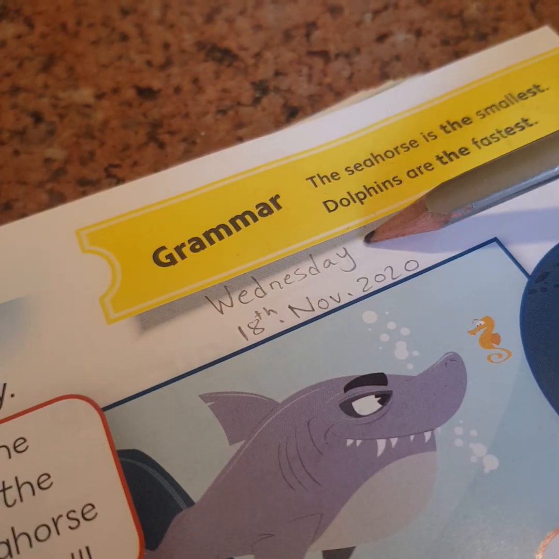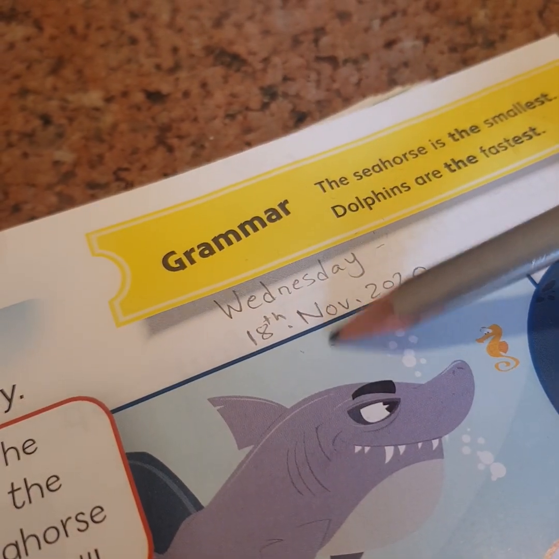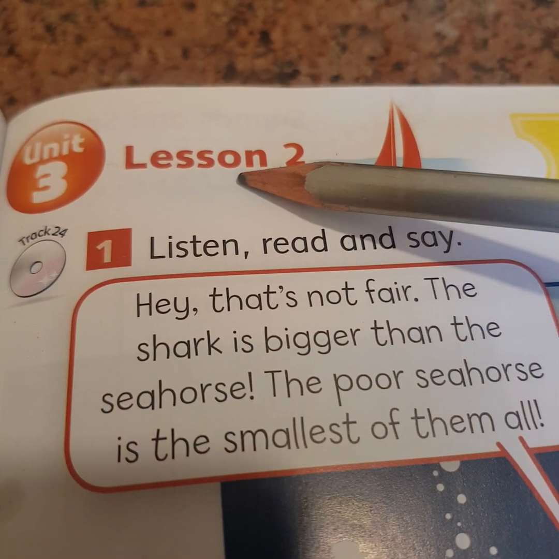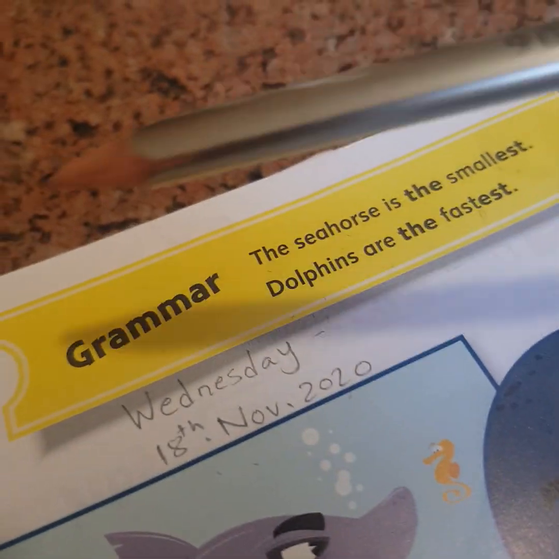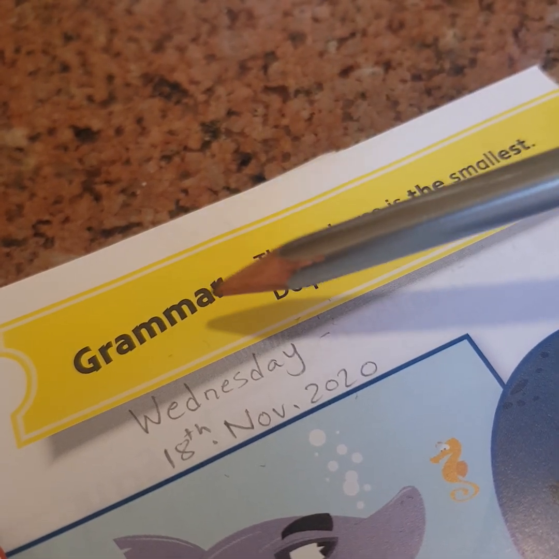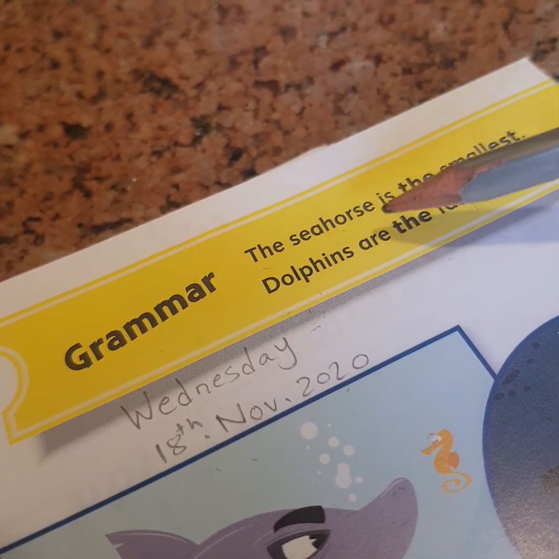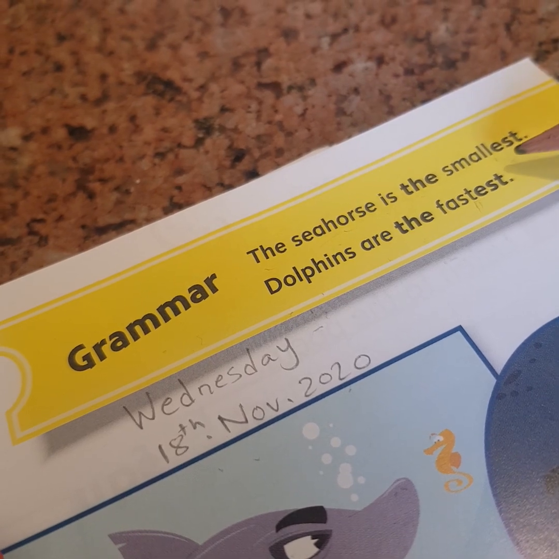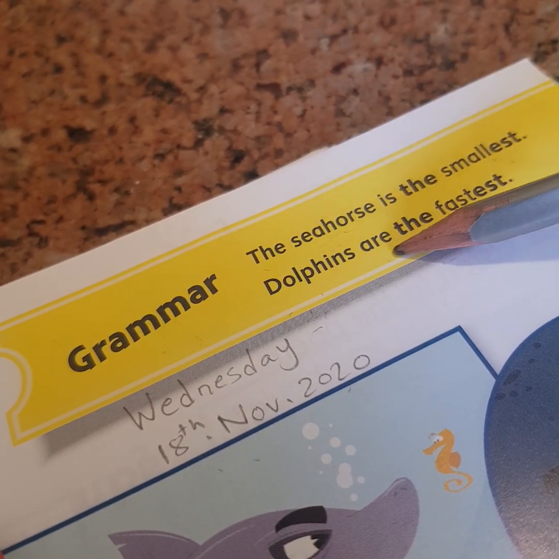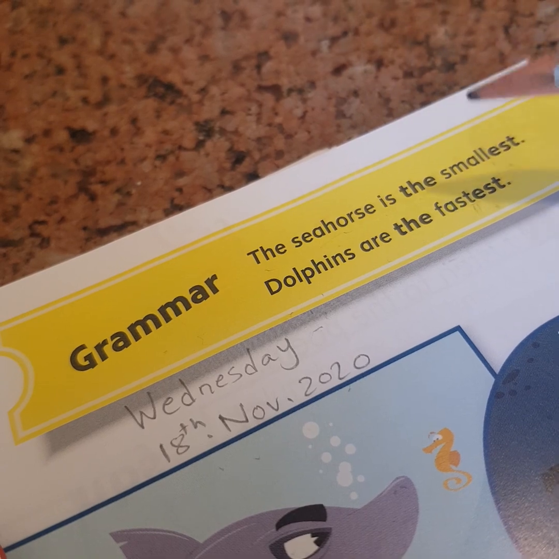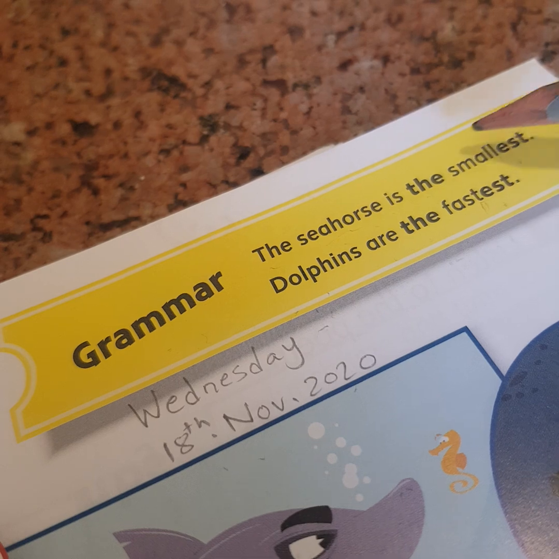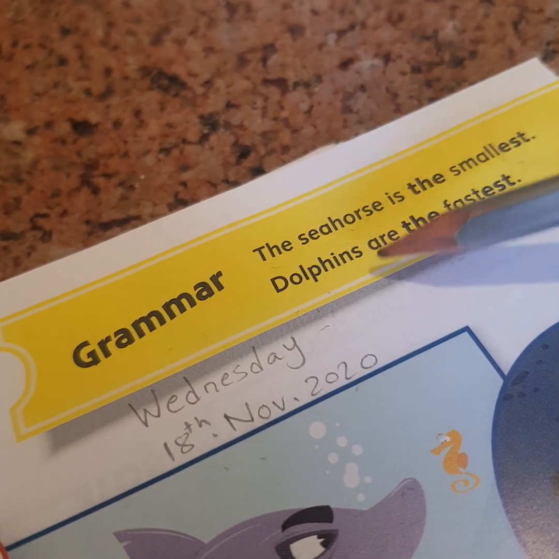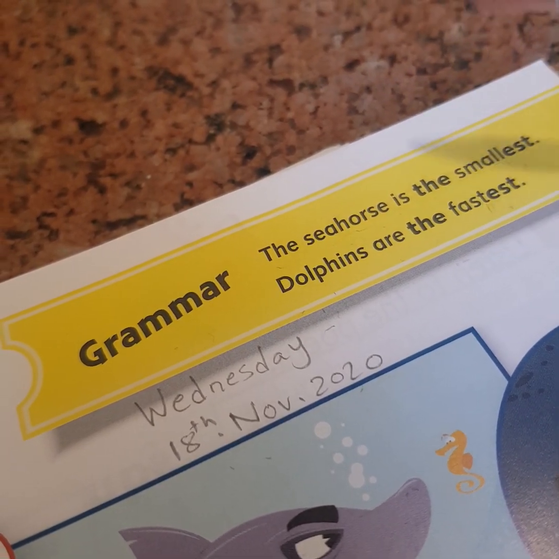Okay, today is Wednesday, the 18th of November 2020. Unit 3, Lesson 2. Let's start this lesson by reading the grammar box at the top of the page. Grammar. The seahorse is the smallest. Dolphins are the fastest. Let's read the sentences again. The seahorse is the smallest. Dolphins are the fastest.